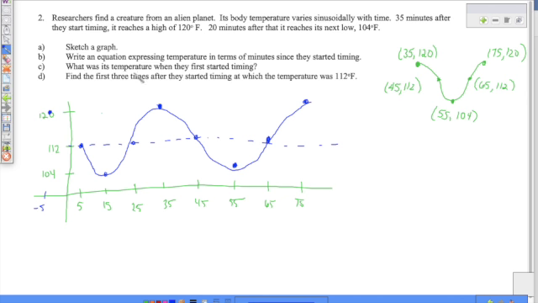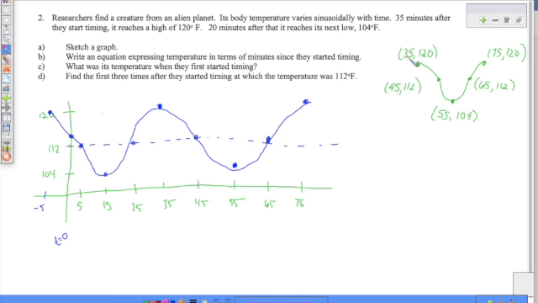So now it says write an equation expressing the temperature in terms of minutes since they started timing. Okay, so since they started timing means we're basing this off of t = 0. So t = 0 is right here. And if I was going to kind of sketch this in here, I don't have a y-intercept that falls directly on one of my intervals, right? It's not at 120, it's not at 112, it's not at 104. That's okay. I'm just going to have a horizontal shift in my equation. So you can kind of choose to do whatever you would like. I'll just start with the one that they gave me.